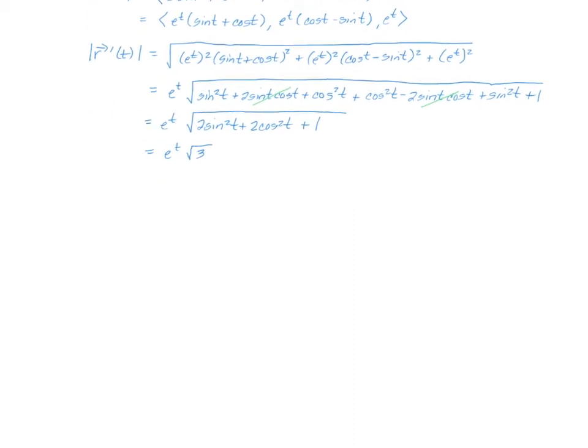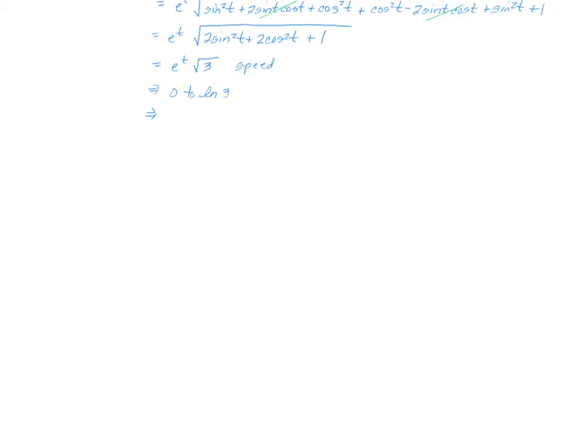So that's the speed at any t value between 0 and natural log of 3. If we look at the speed from 0 to natural log of 3, at 0, e to the 0 times square root of 3 is just square root of 3. So the speed ranges from the square root of 3 to 3 square root of 3.